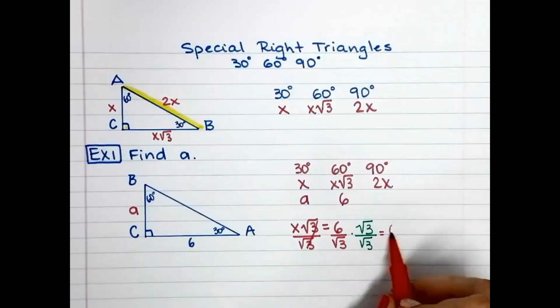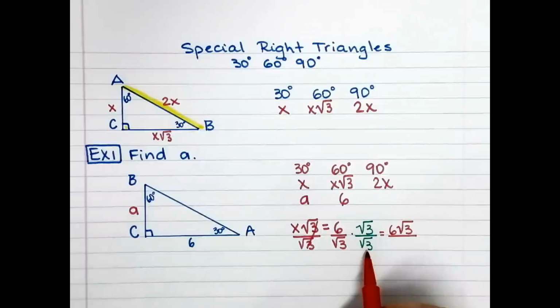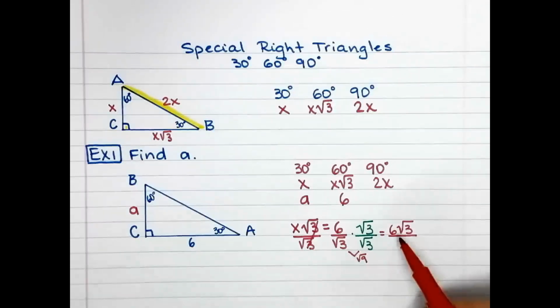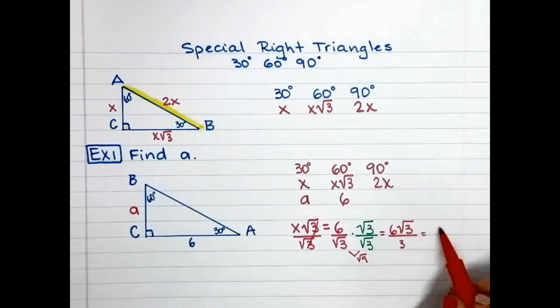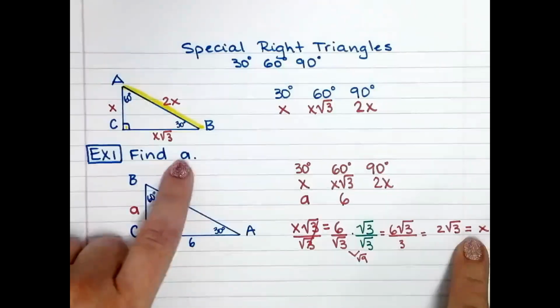So here I have 6 square root of 3. Square root of 3 times square root of 3 is square root of 9. Take the square root of 9, and you get 3. Now, you always need to simplify the fraction. 6 divided by 3 is 2. So 2 square root of 3. We did all this work just to find x. Okay? Double check your question.